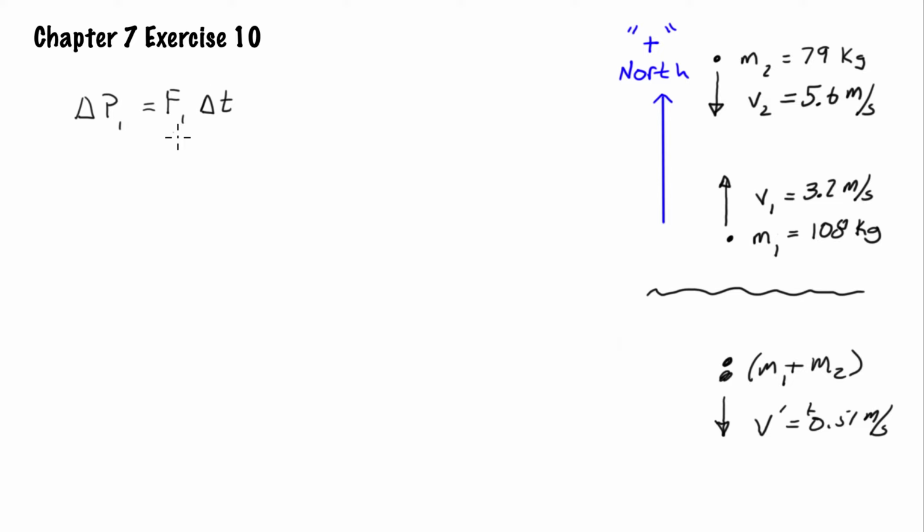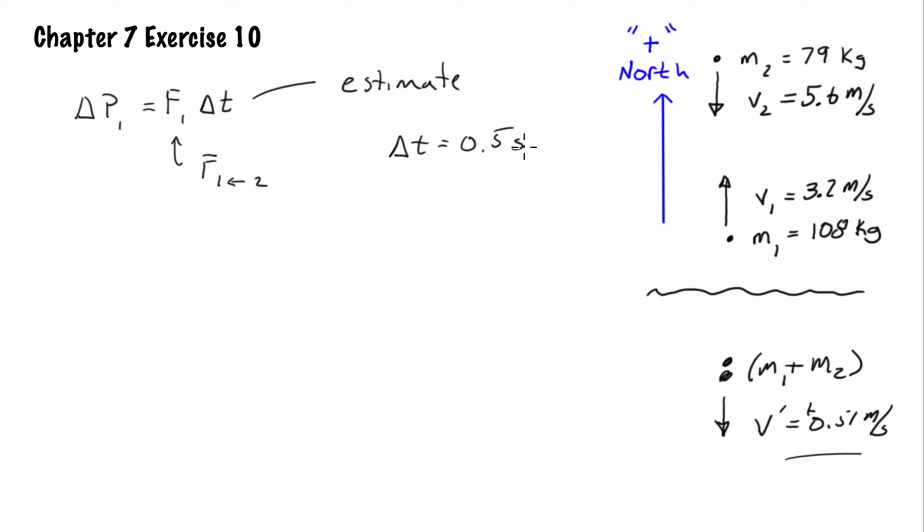Well, what's exerting a force on player 1? Well, the answer is player 2. So this force really is the force exerted on player 1 by player 2. Let's see if we can figure out what that force is. But in order to do that, we're going to have to estimate how long it takes the two football players to come in contact with one another and then end with this common final velocity. I don't know what to say about that. Let's just say it's half a second.